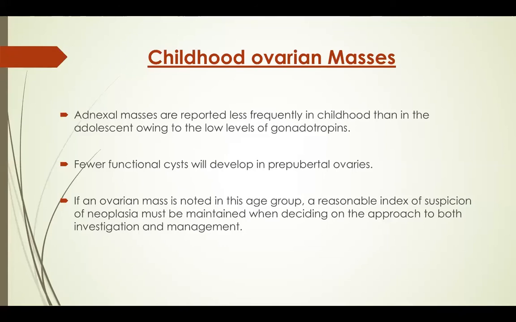Now we'll talk about the bulk of this presentation, childhood ovarian masses. Adnexal masses are reported less frequently in childhood than in adolescence. Why is that? Because of the lack of hormones and low levels of gonadotropins. So rarely we find functional or physiological cysts at this age. Fewer functional cysts will develop in pre-pubertal ovaries. If an ovarian mass is noticed in this age group, we have to have some suspicion of neoplasia to decide what investigation and management we are going to provide.